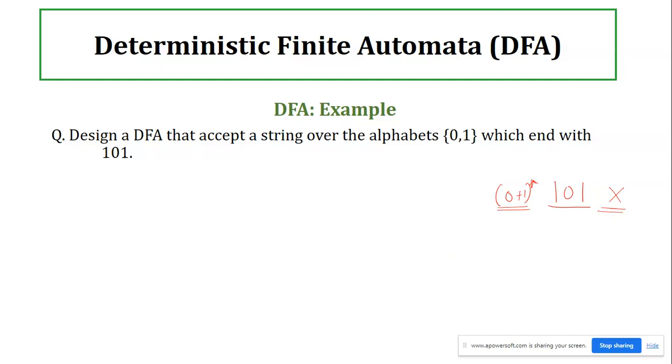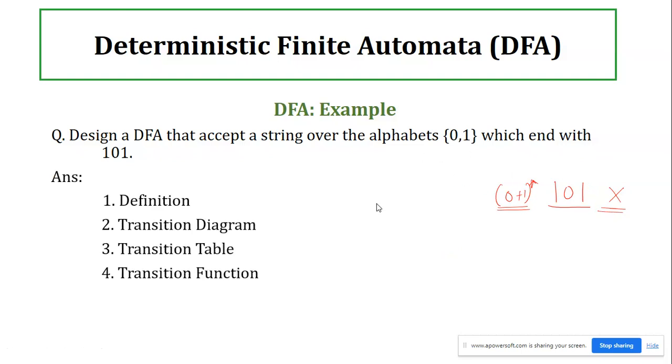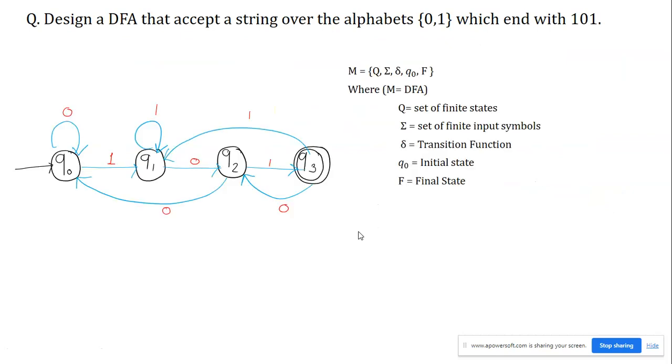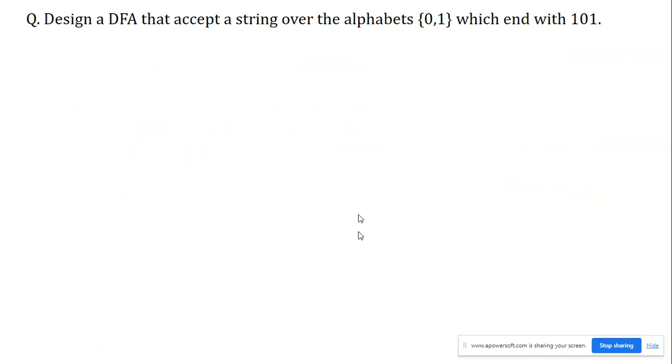Whenever we are solving any question like this, first you should write down the definition, which I have already shown you in terms of 5 tuples. Then your transition diagram. Your definition is complete once your diagram is ready, so you can first draw the diagram and then fill out the remaining part of the definition. Then the transition table is also expected, and the transition function processing. Now we'll see how to draw the DFA for strings ending with 101.